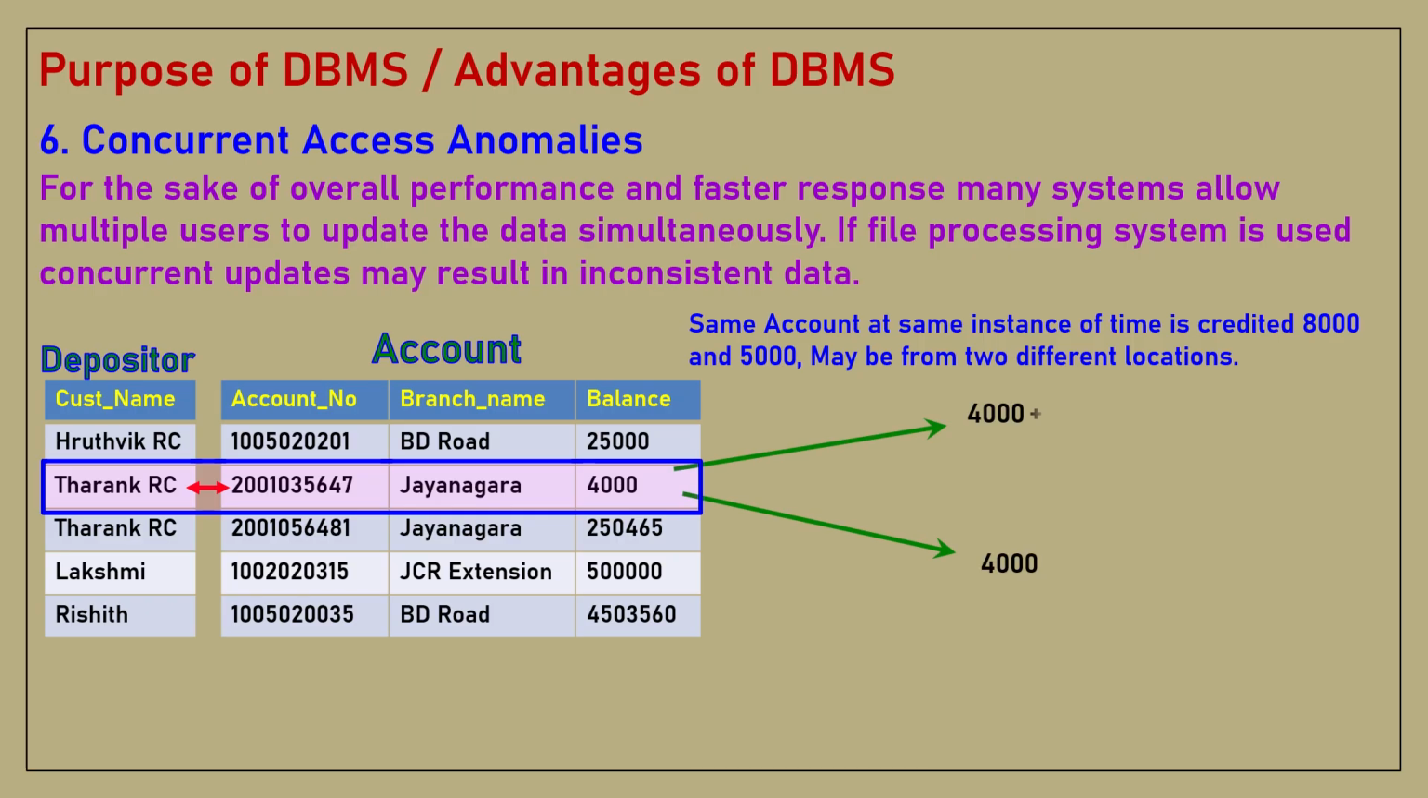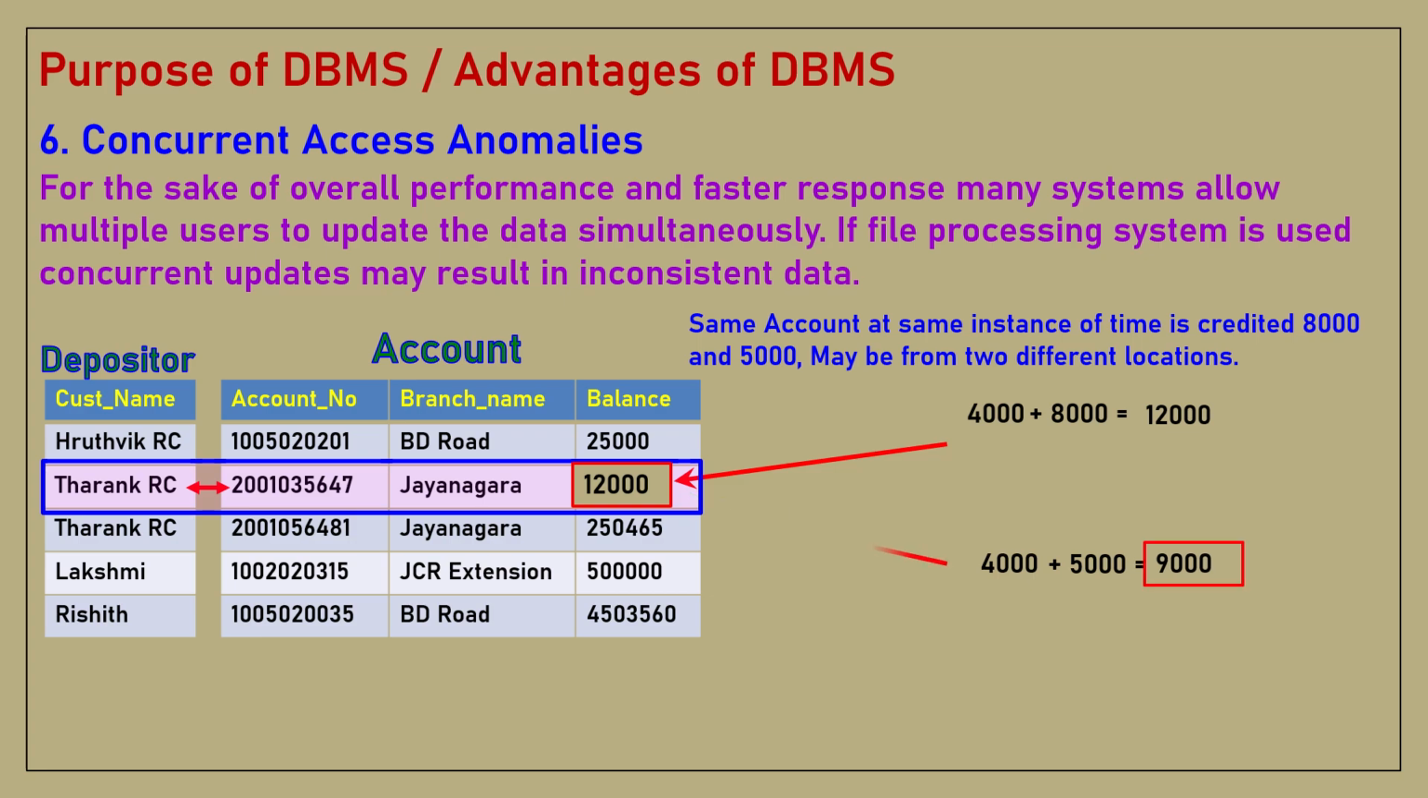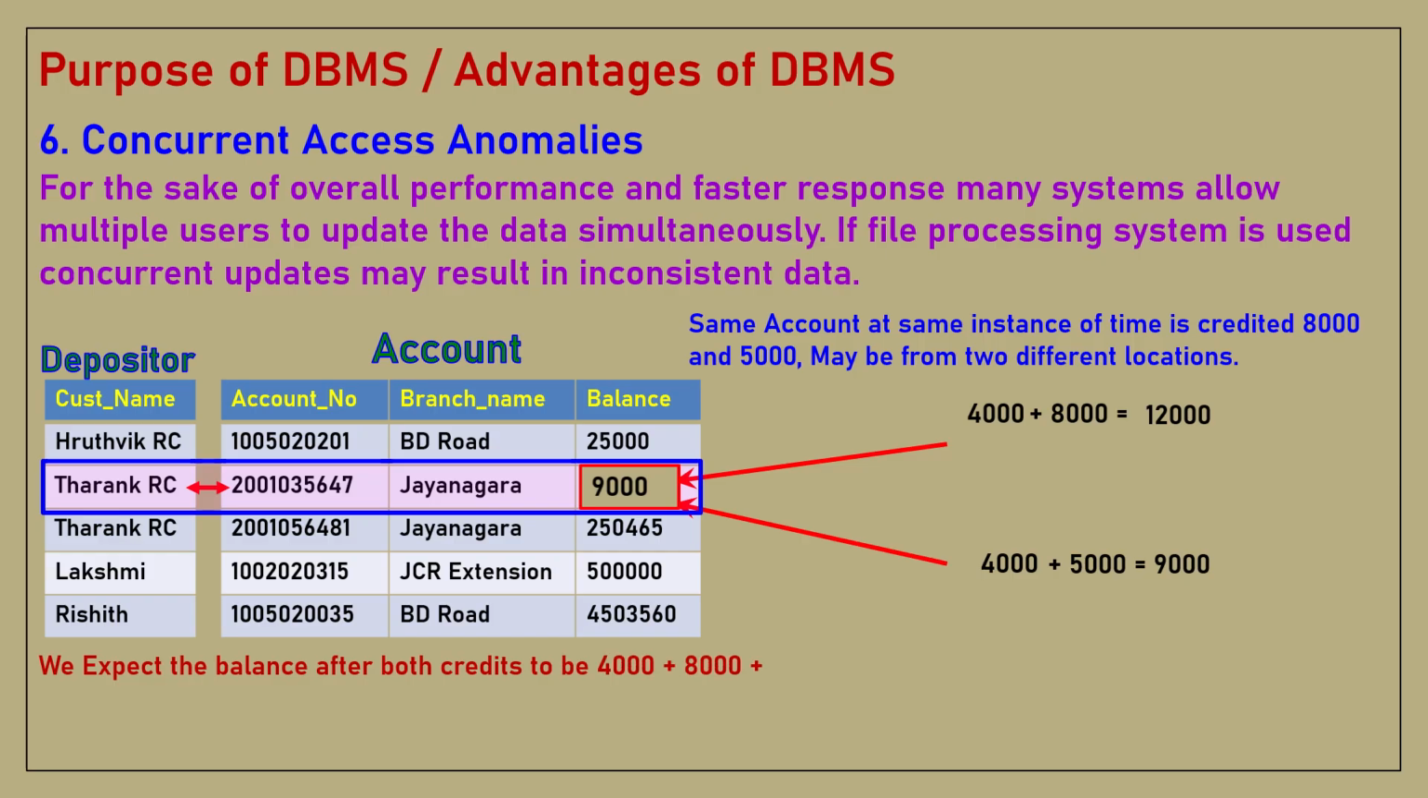The first transaction will add 8,000 to the existing balance of 4,000 and update the balance as 12,000. Meanwhile, the second transaction that had already fetched the balance as 4,000 will add 5,000 to it and update the balance as 9,000. As there were two transactions with 8,000 and 5,000 credit, we were expecting 17,000 as the balance at the end of the second transaction. Due to concurrent access, the database ends with a balance of 9,000.